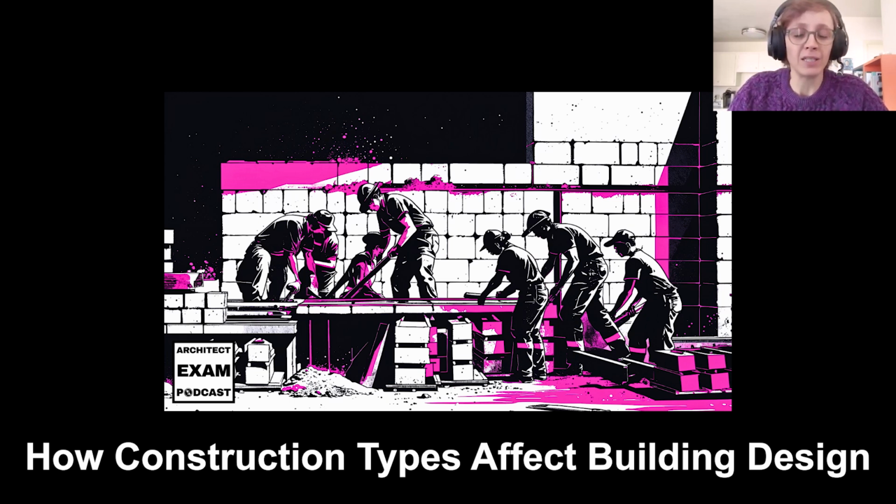So that's obviously constrained by type. Type 1 and Type 2 require non-combustible materials, while Types 3 through 5 allow varying degrees of combustible materials like wood. And there's also design flexibility, which changes too depending on the construction type, because different structural systems come with different spanning capabilities and space configurations.